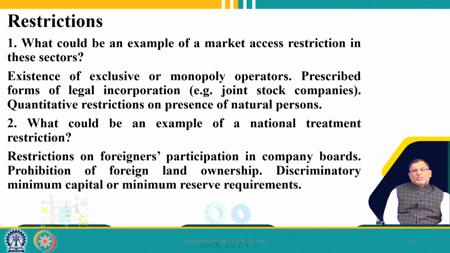Then what are the restrictions? What could be examples of market access restrictions? For example, exclusive or monopoly operators, so joint stock companies, monopolies, state monopolies, and quantitative restrictions on the presence of natural persons. How many H1B visas will be issued by the US per year?